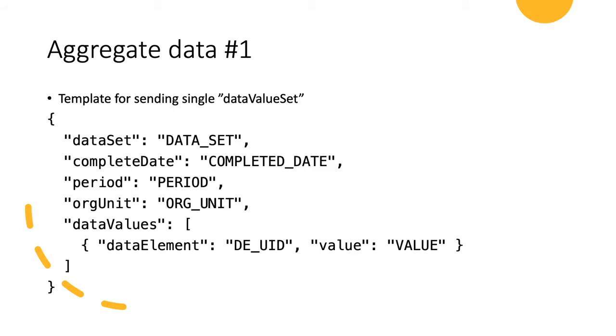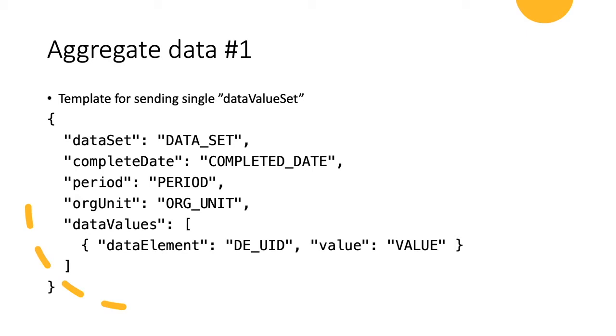All right. So for the rest of the time, I'm just going to talk about a couple of ways you can send aggregate data into DHIS2. We have two ways of doing that. They are a little bit different, but they accomplish more or less the same thing.